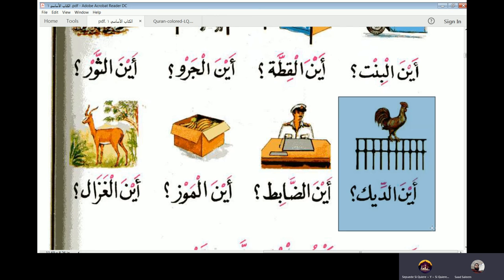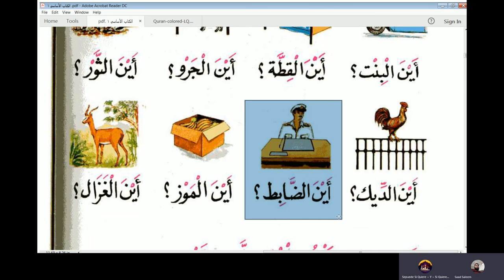أين الديك؟ Where is the rooster? الديك على الفنس. How do you say fence? على السور. الديك على السور. The rooster is on the fence.